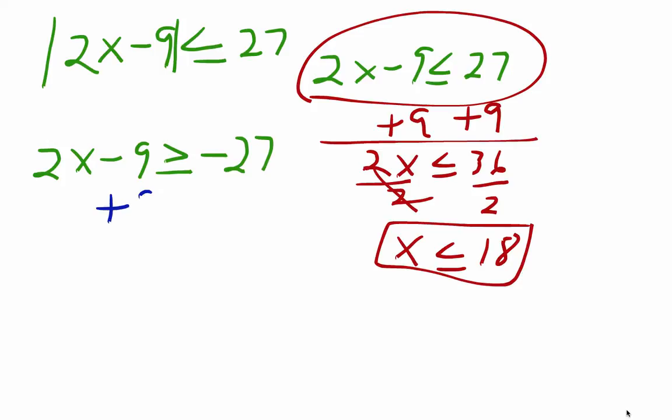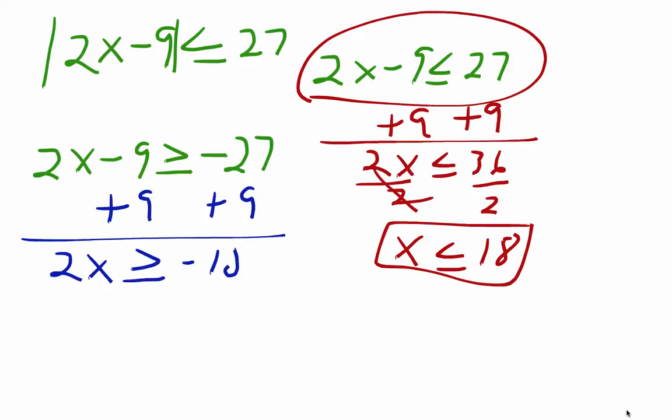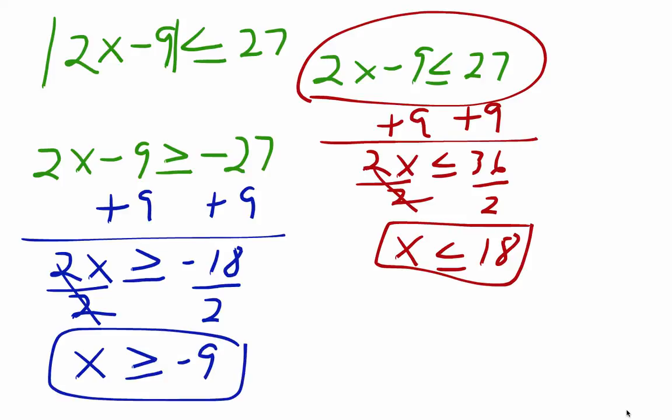So we have plus 9, 2x is greater than or equal to negative 18. Divide by 2, divide by 2. So x is greater than or equal to negative 9. So those are my two answers.